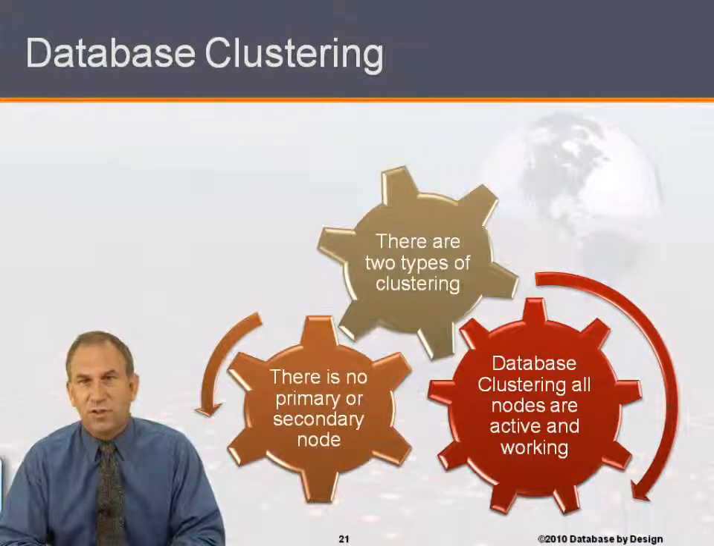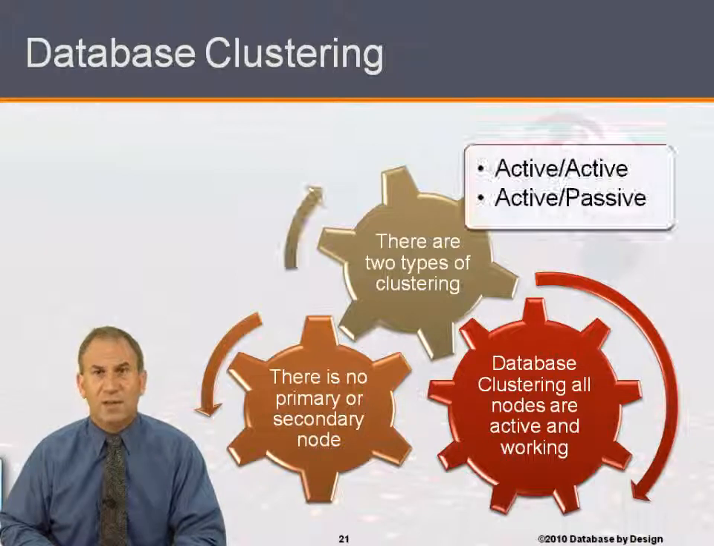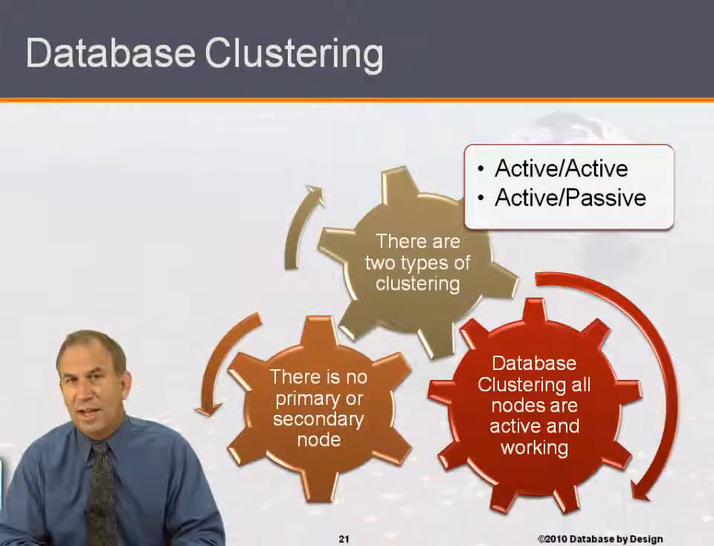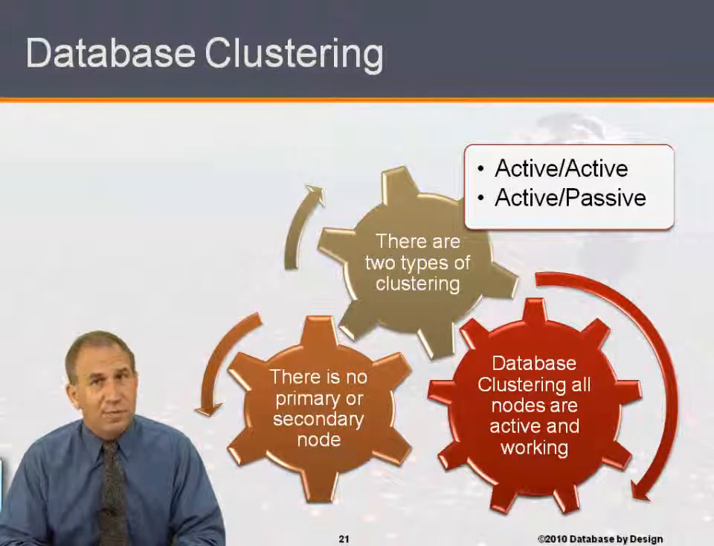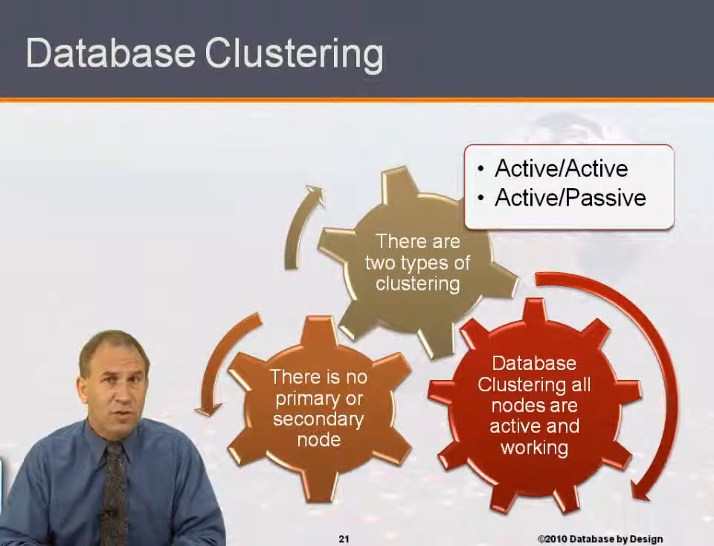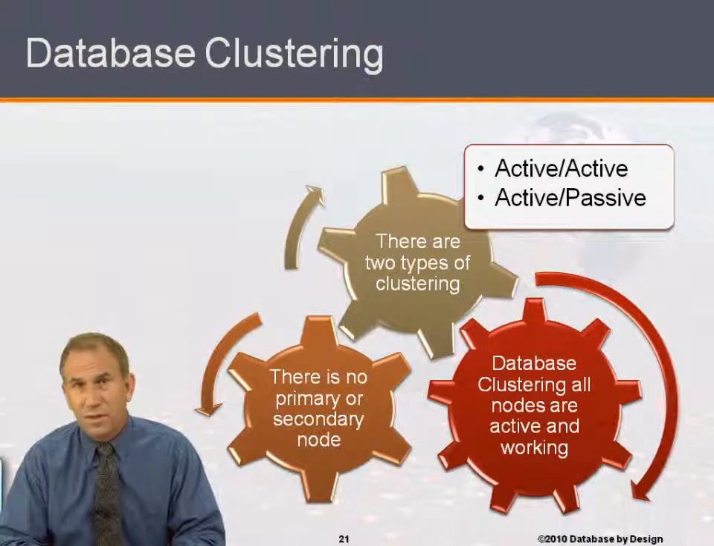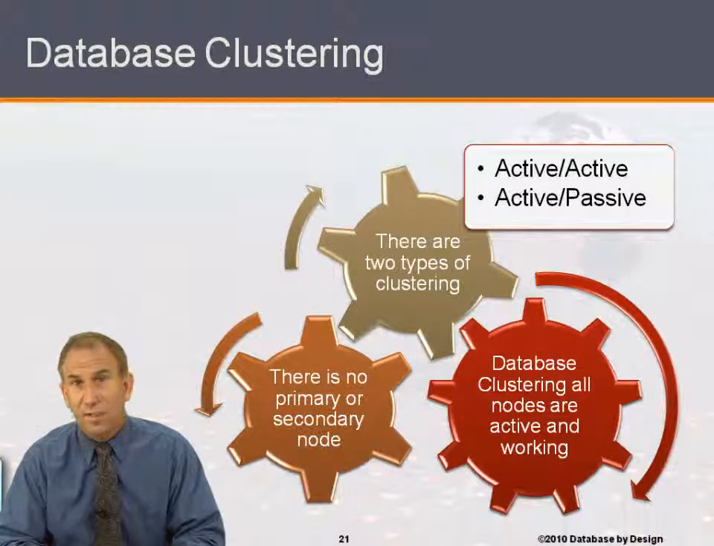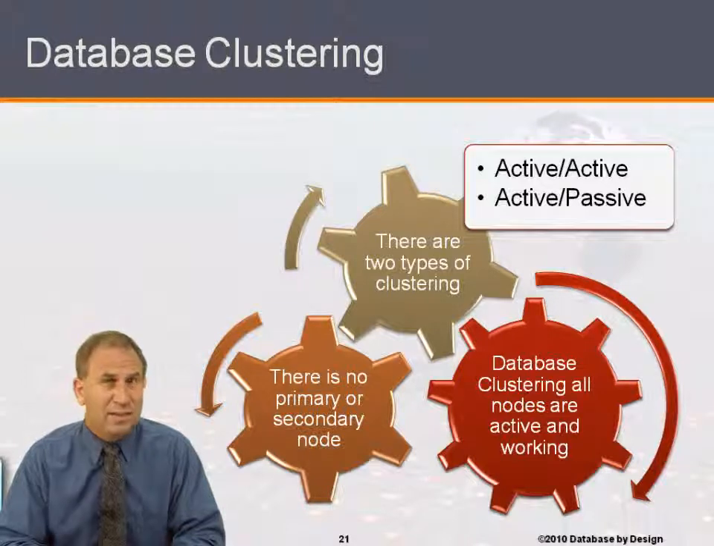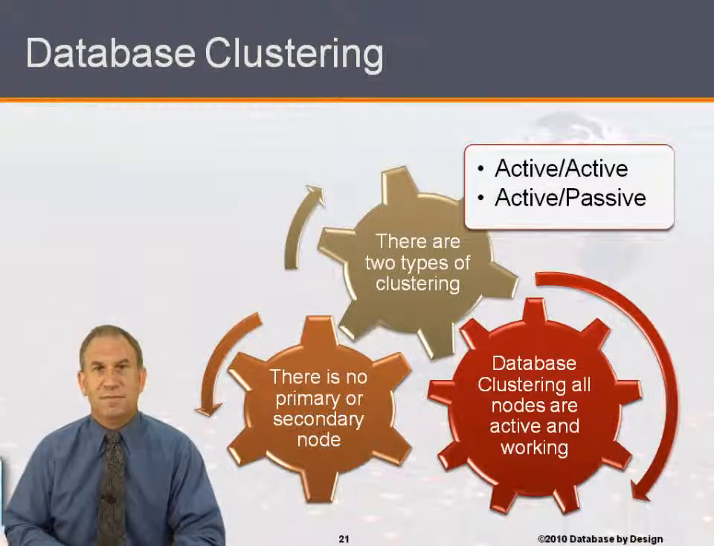Database clustering is all nodes are active and working. There's no primary or secondary node. So all nodes are working in conjunction in database clustering. There are 2 types of clustering. There's active-active and active-passive. Active-active is probably the most common. That means all nodes in the cluster are up and working. Then we have active-passive, where one node is active and the other one is passive. If the one node goes down, the passive node will automatically become the active node.